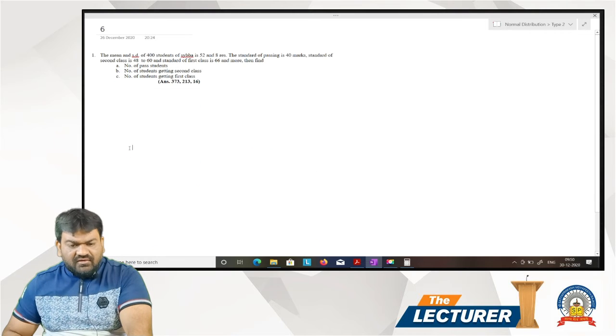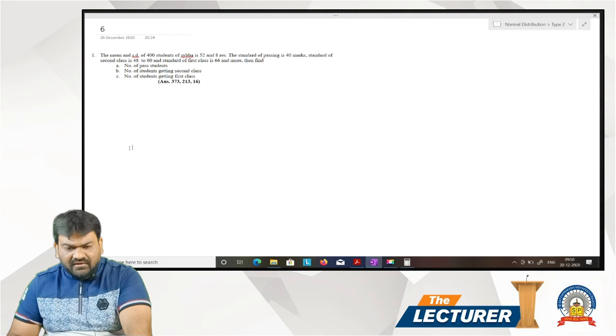The mean and standard deviation of 400 students of SYBBA is 52 and 8 respectively. The standard of passing mark is 40 marks, the standard of second class is 48 to 60, and the standard of first class is 66 and more marks. Find the number of pass students, the number of students getting second class, and the number of students getting first class.